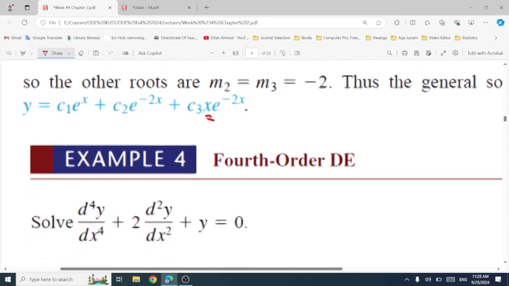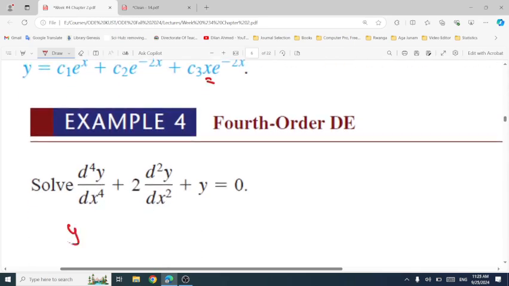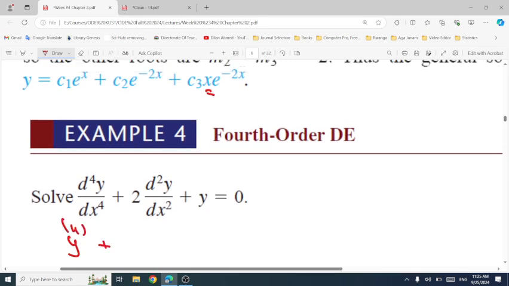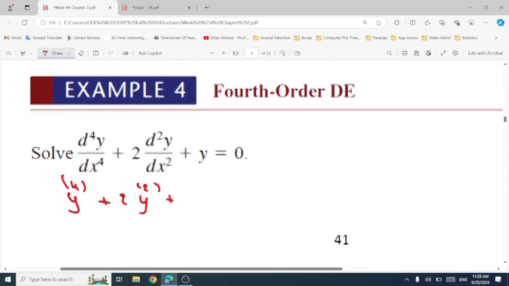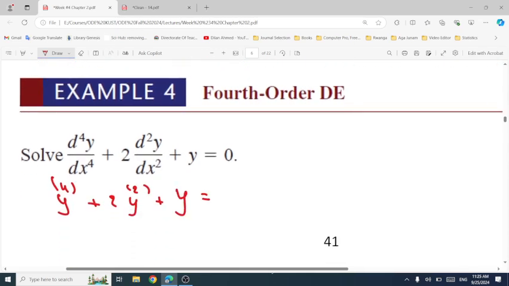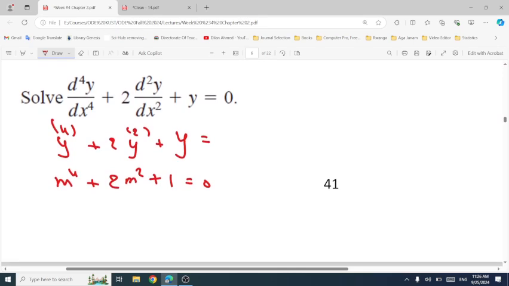I'm going to leave the X to the power 4 directly for you. Look, that one is X to the power Y to the power 4. Careful. Plus 2Y plus Y. That one is easy, easier than the previous one. Why? Because m to the power 4, plus 2m squared plus 1 equals 0. How do I deal with that one?